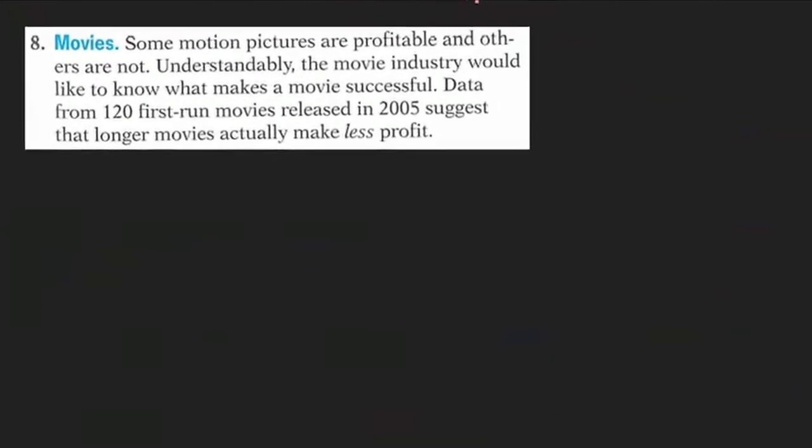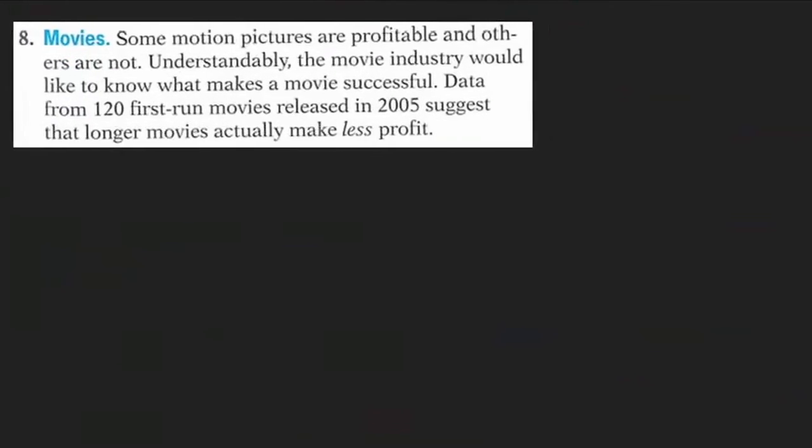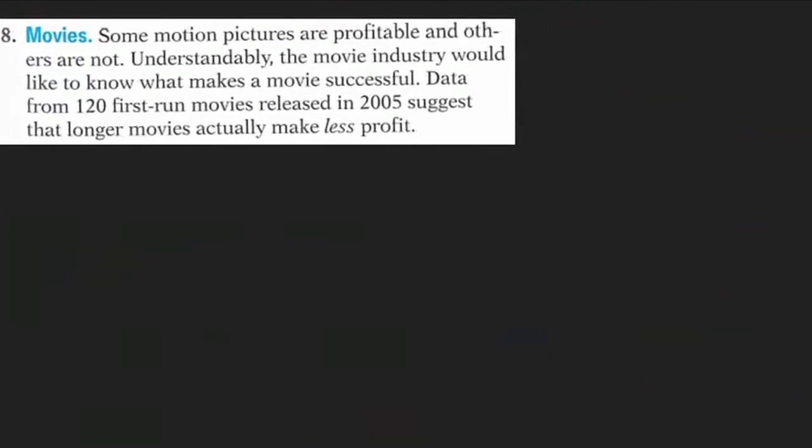So let's look at an example from yesterday. Some motion pictures are profitable and others are not. Understandably, the movie industry would like to know what makes a movie successful. Data from 120 first-run movies released in 2005 suggest that the longer movies actually make less profit.